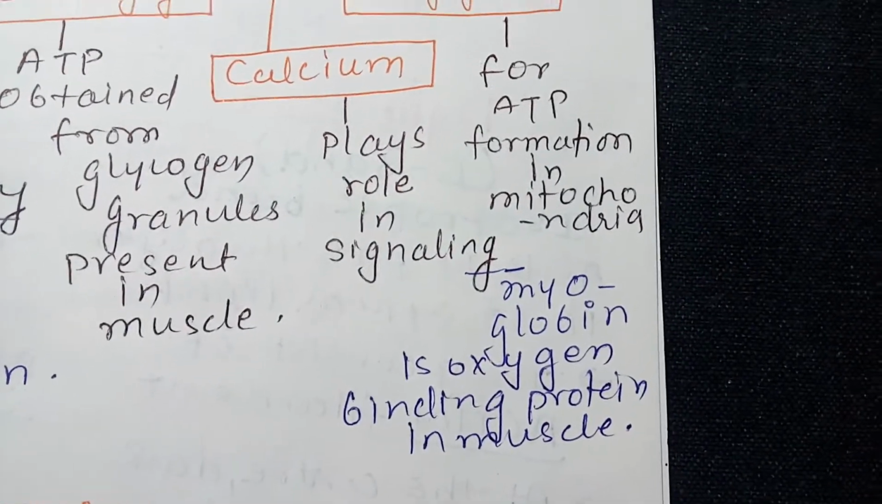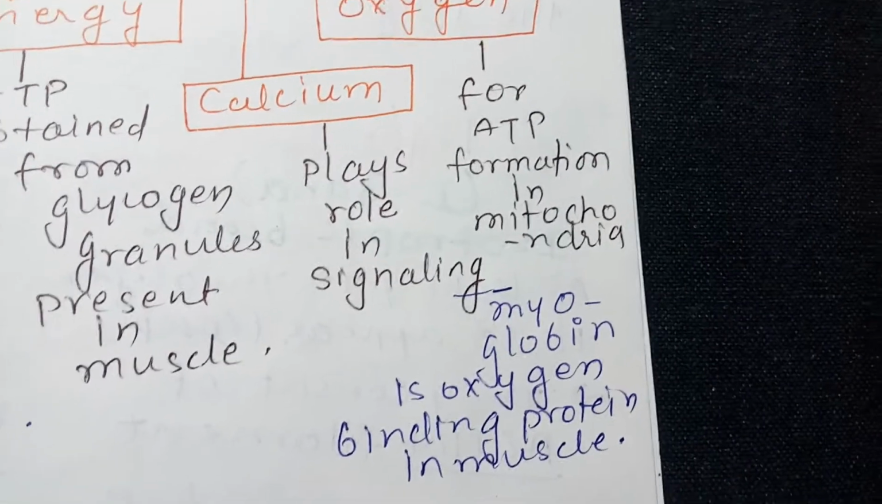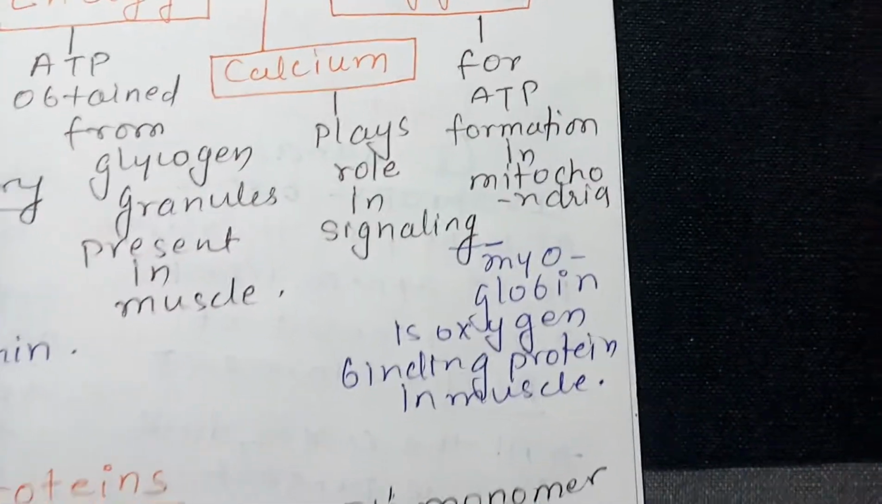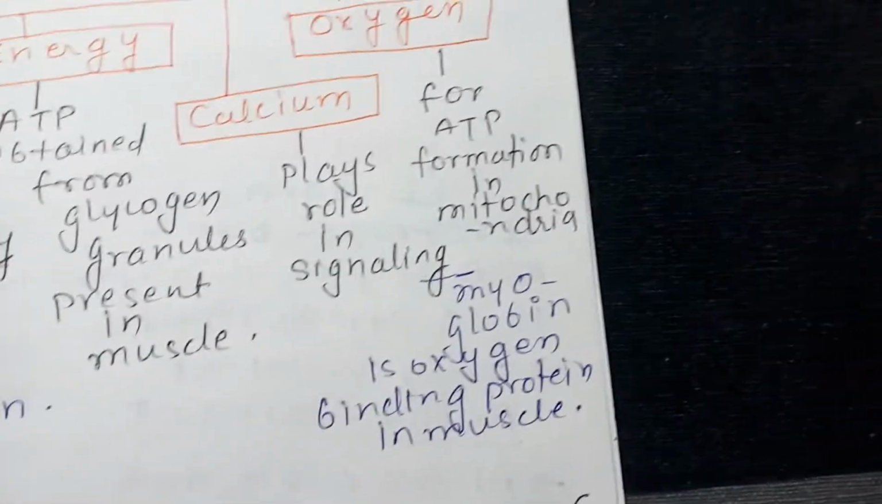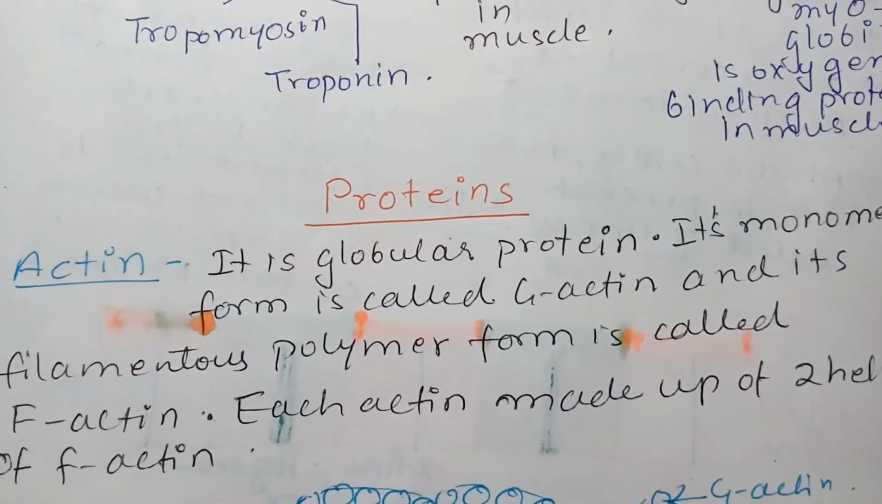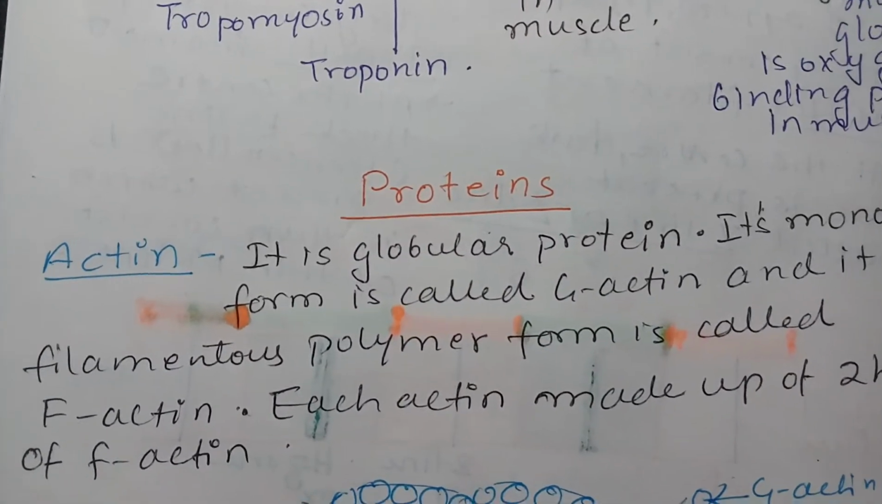Myoglobin is an oxygen binding protein which is present in the muscles, and especially it acts as a carrier for oxygen just like hemoglobin in the blood. Now let's discuss the proteins one by one.